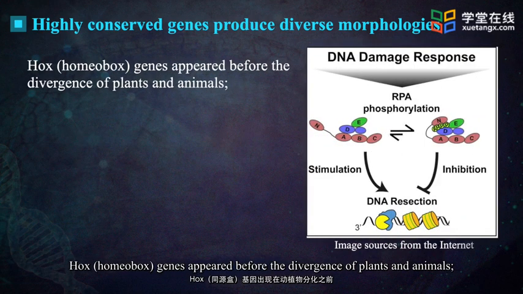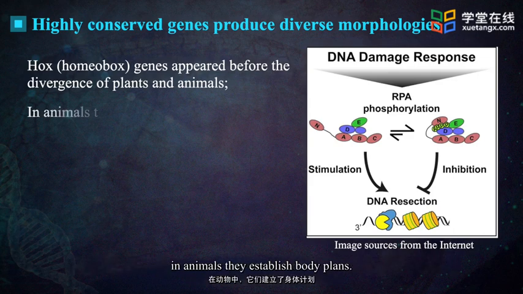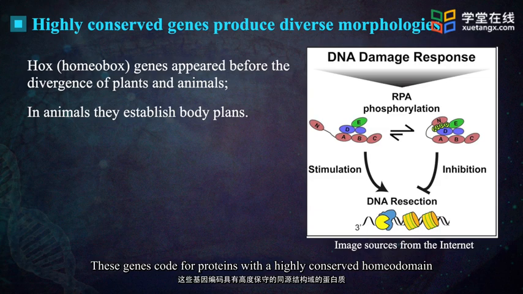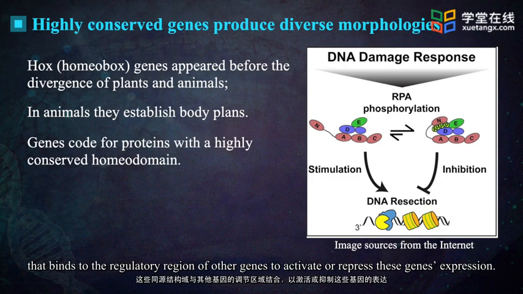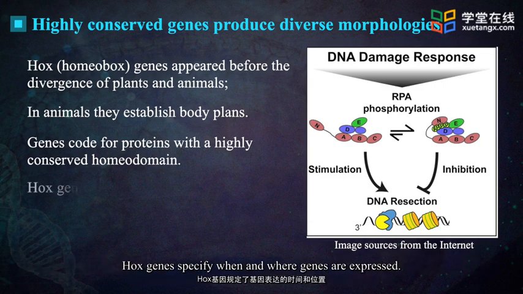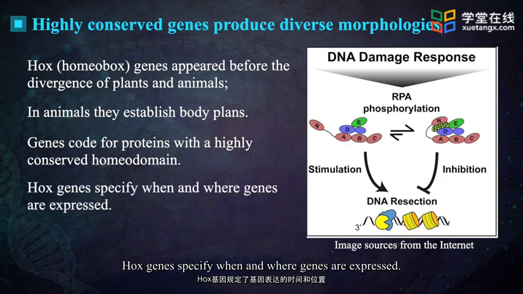Hox, homeobox genes, appeared before the divergence of plants and animals. In animals, they establish body plans. These genes code for proteins with a highly conserved homeodomain that binds to the regulatory regions of other genes to activate or repress these genes' expressions. Hox genes specify when and where genes are expressed.